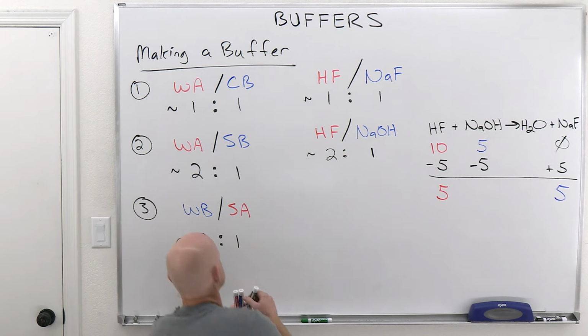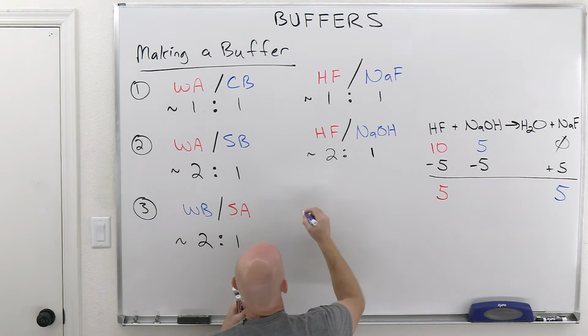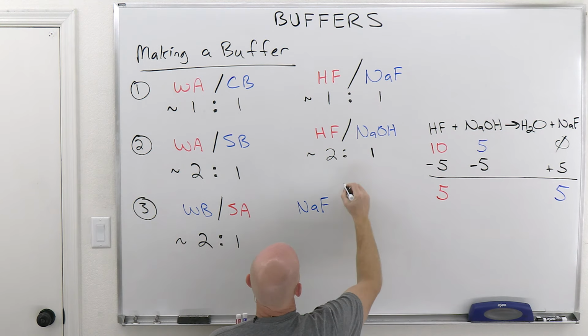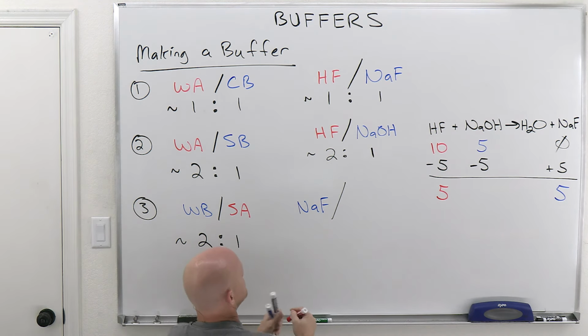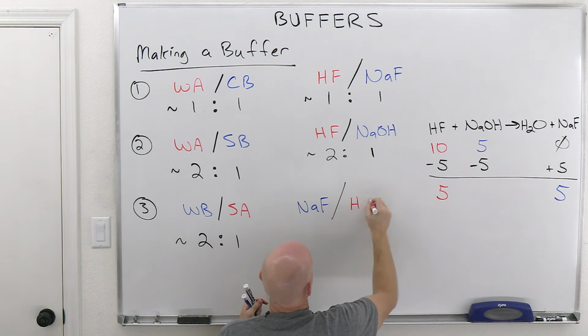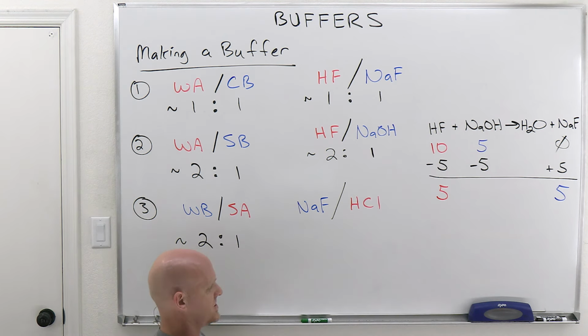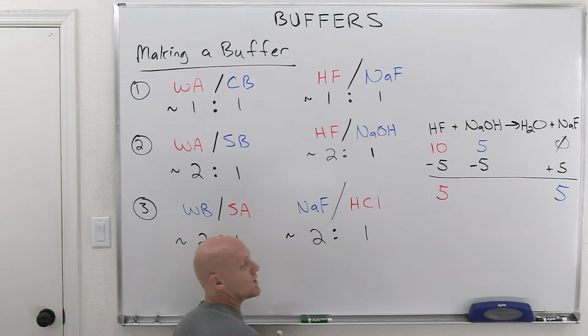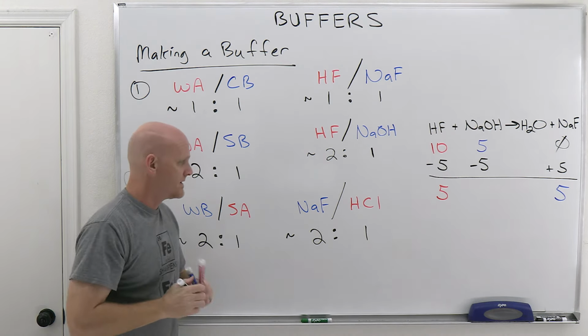And so in this case, the weak base I'm going to use is now the sodium fluoride. So we get the same system in all cases. And then I can add any strong acid. Well, the most famous strong acid is HCl, and it didn't matter which one I chose. But again, the key is I want to put this in approximately a 2-to-1 ratio, not a 1-to-1 ratio anymore.